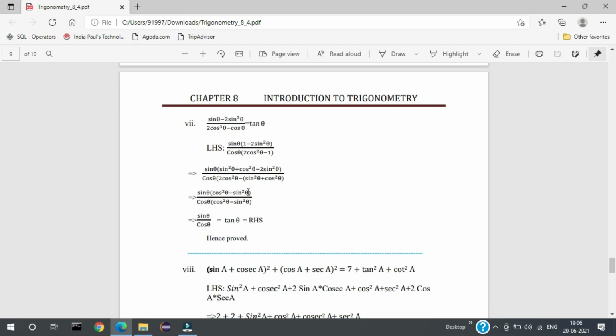So minus sin square theta and cos square theta is as it is. Next, denominator: cos theta into 2 cos square theta minus sin square theta minus cos square theta. So 2 cos square theta minus cos square theta will become only one single cos square theta minus sin square theta. Now cos square theta minus sin square theta by cos square theta minus sin square theta gets cancelled. So sin theta by cos theta, that implies tan theta. Hence we proved.